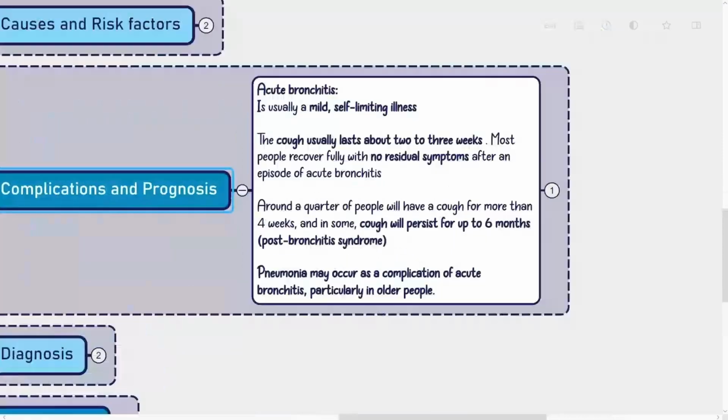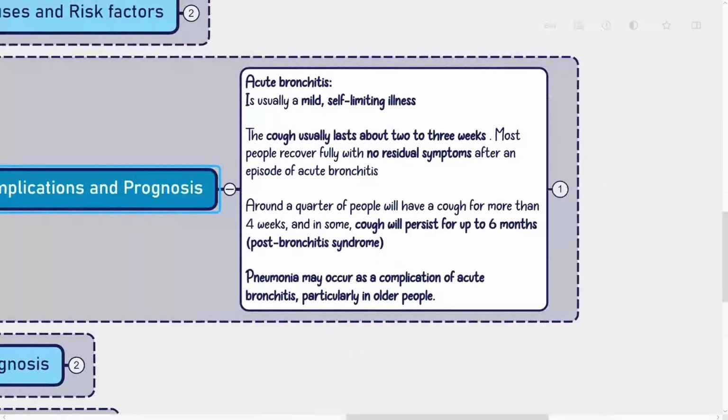Complications of acute bronchitis. Acute bronchitis is usually a mild, self-limiting illness. The cough usually lasts about 2 to 3 weeks. Most people recover fully with no residual symptoms after an episode of acute bronchitis. Around a quarter of people will have a cough for more than 4 weeks, and in some, cough will persist for up to 6 months, post-bronchitis syndrome. Pneumonia may occur as a complication of acute bronchitis, particularly in older people.